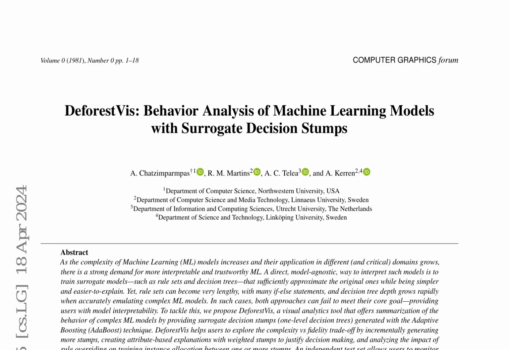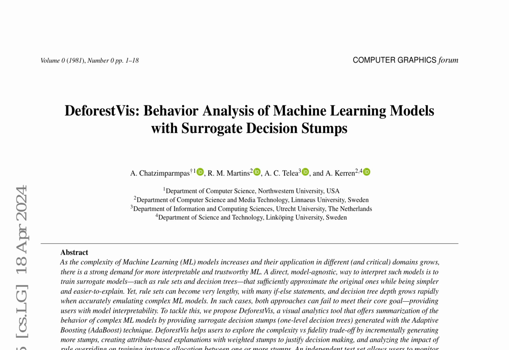the classification process. DeforestVis builds upon related work on surrogate models for model interpretation and approaches for visualizing rules and decision trees. It is tailored to meet the user goals, analytical tasks, and user types for VA tools using surrogate models for behavior analysis of complex ML models.